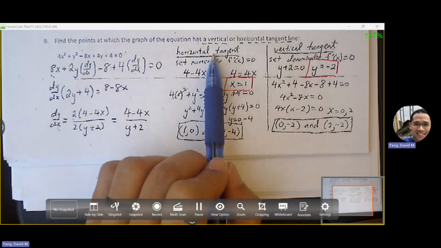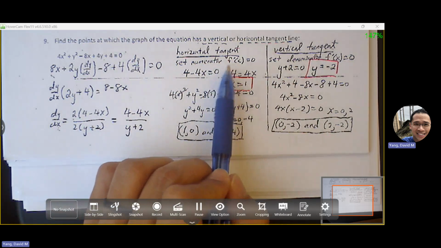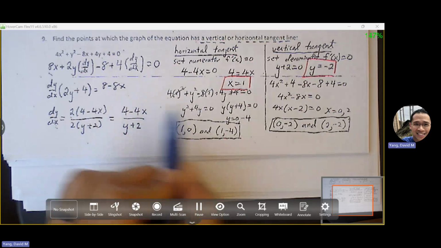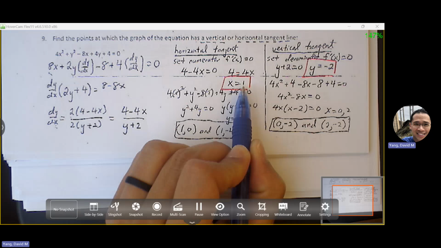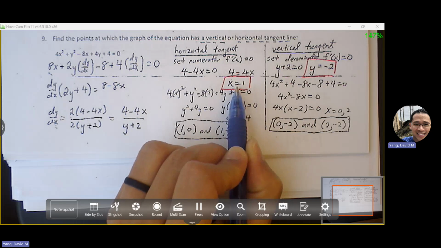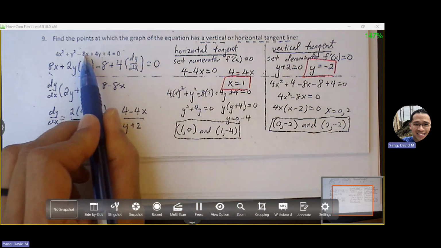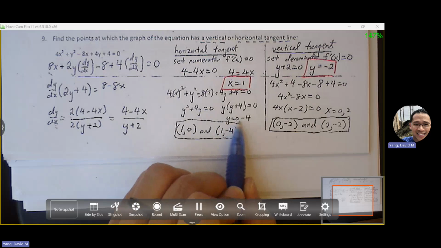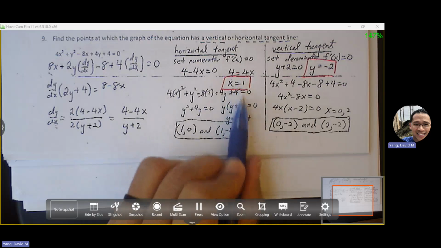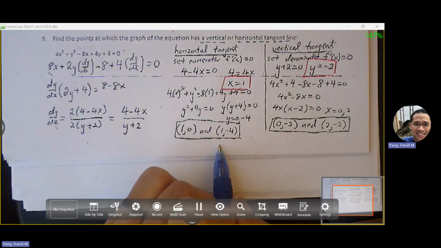Now to find the horizontal tangent, we can set the numerator portion equal to 0. The numerator is in terms of x, so x equals 1. I'm trying to find the full location of these horizontal tangents, so I still need to find the y value. Anytime I'm looking for a location, I have to use the original equation. So replace all the x's with 1s and see what the y's give me. Y gives me 0 and negative 4. So those are my ordered pairs, (1, 0) and (1, negative 4).